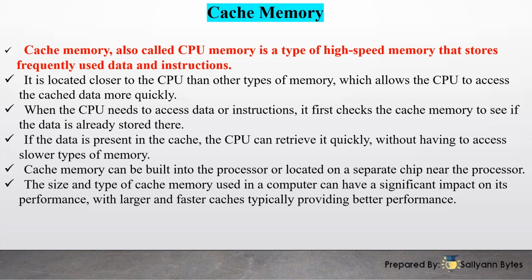If the data is present in the cache, the CPU can retrieve it quickly, without having to access slower types of memory. Cache memory can be built into the processor or located on a separate chip near the processor. The size and type of cache memory used in a computer can have a significant impact on its performance, with larger and faster caches typically providing better performance.